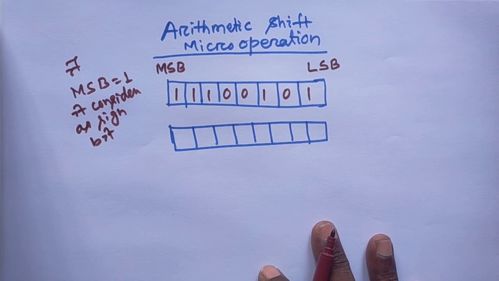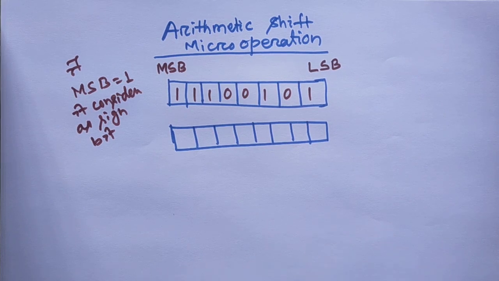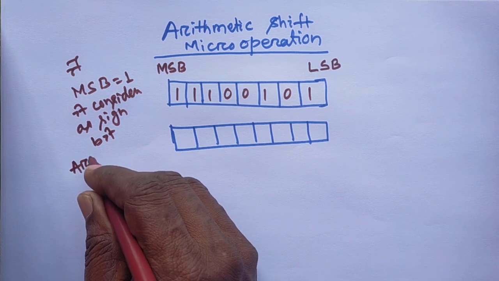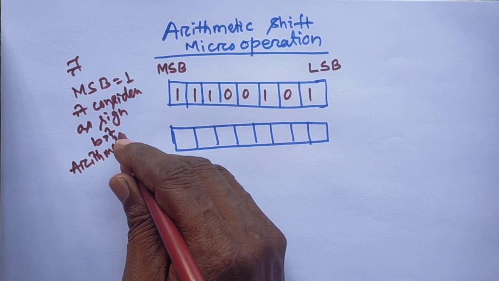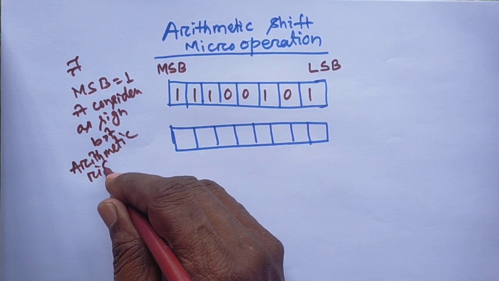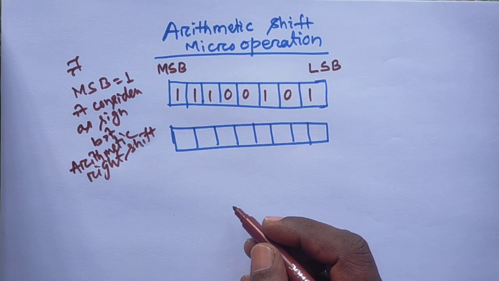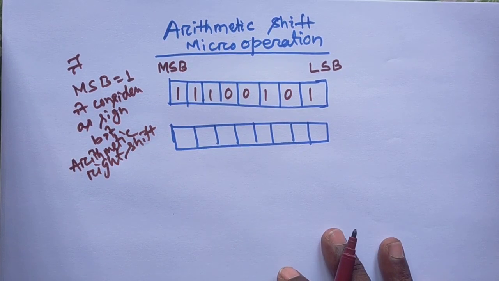So now we will start with how we consider the arithmetic shift operation, starting from the right shift. Here we write arithmetic right shift.